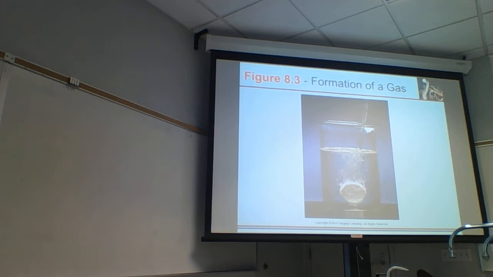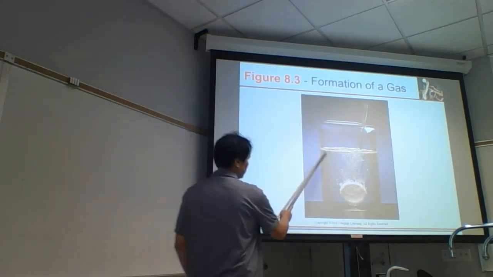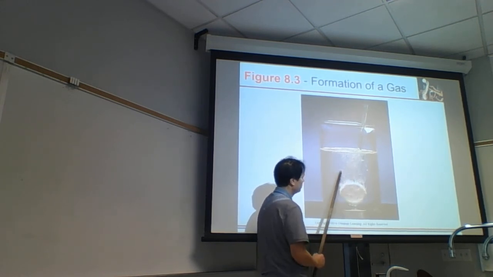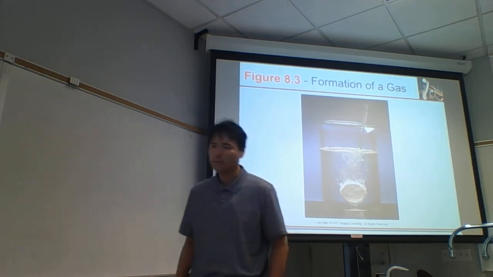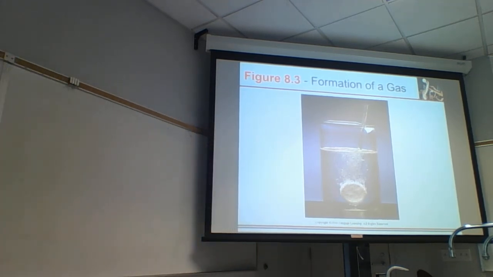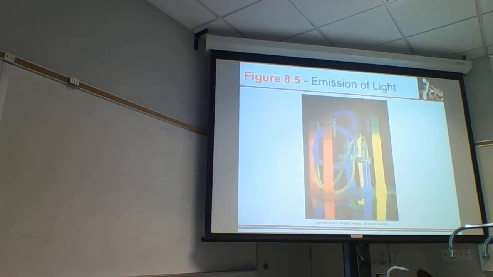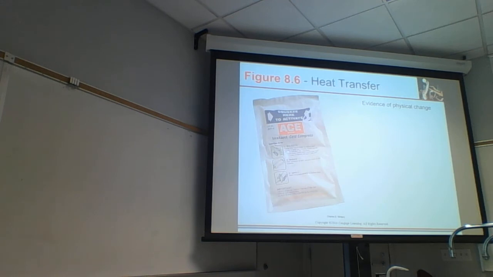Here, this is formation of gas. This is an Alka-Seltzer tab that we put in here. You see bubbles. This is bubbles of CO2 actually forming up. This is a chemical change as well. Eventually, that solid should dissolve. Evolution of heat and light is obviously chemical. You got a big flame. Emission of light. Chemical change there. Luminescence.